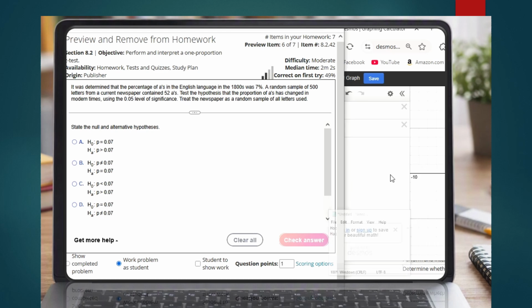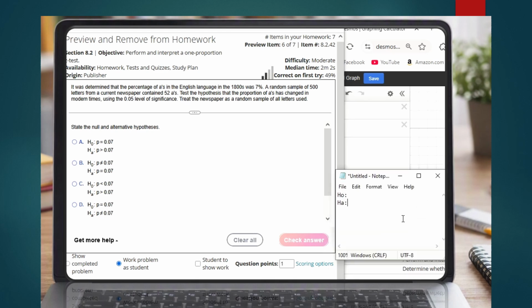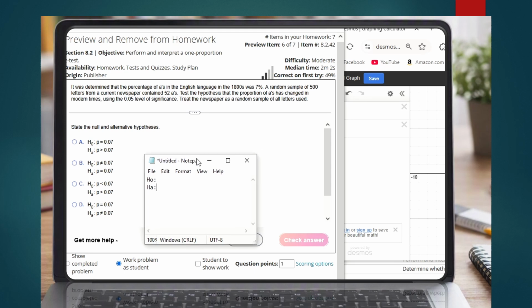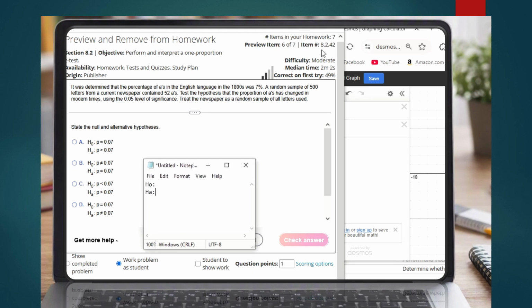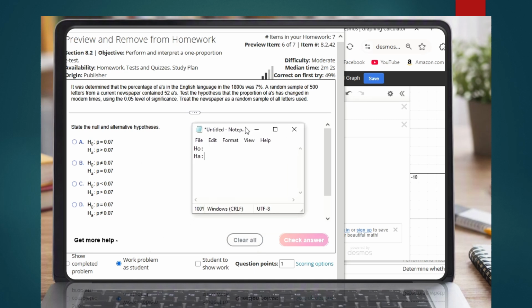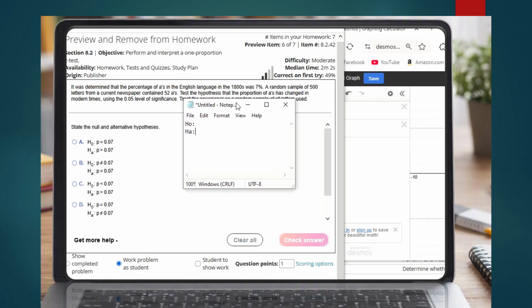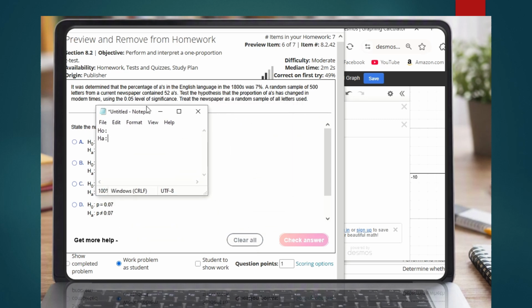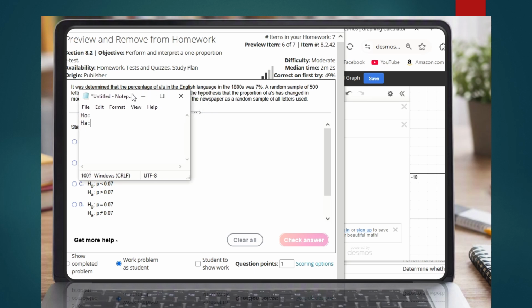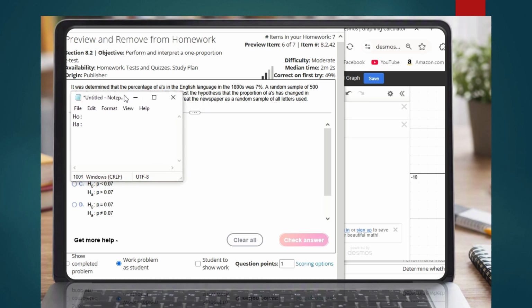Alright, so just going to work on a couple of problems. Here we go. Now we're starting off with problem 8242, and our first thing we want to do is identify the null and the alternate hypothesis. So we'll read the problem here.